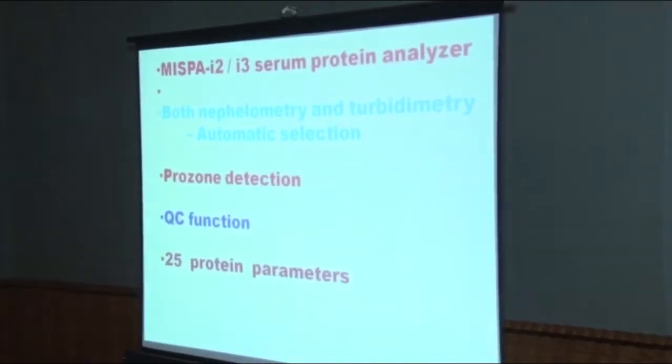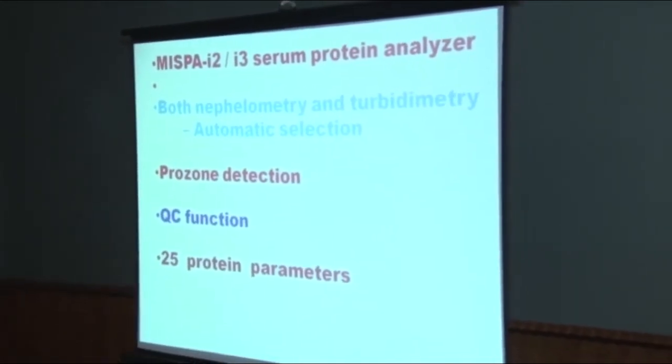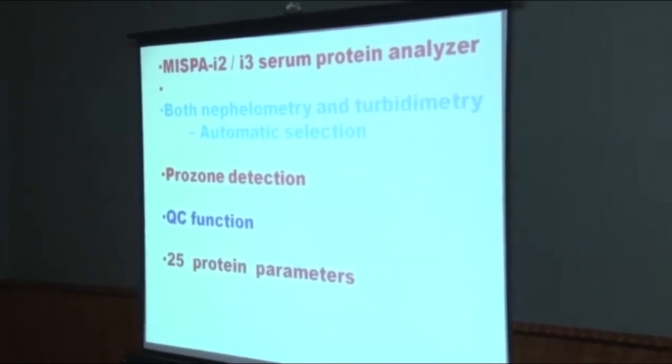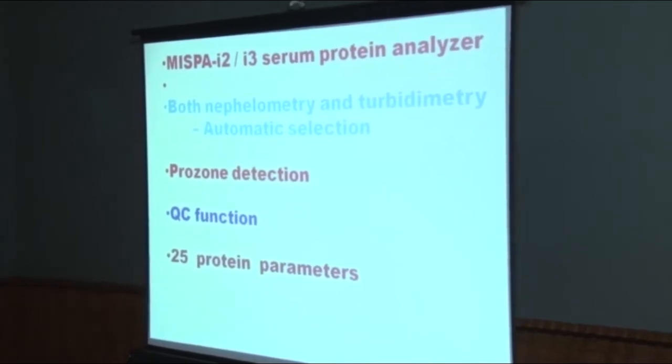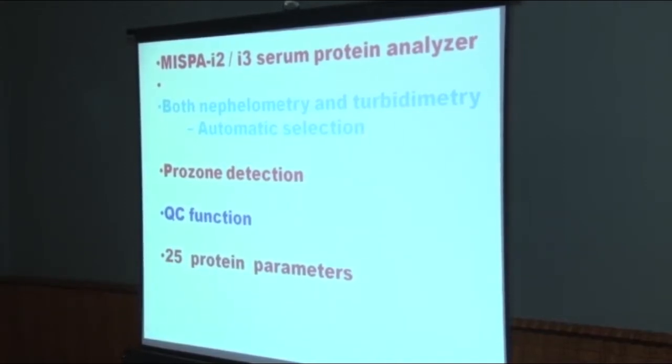And see, the great advantage in this is that both nephelometry and turbidimetry are there, but the machine itself will select which is the best one. That is, if you want ceruloplasmin, automatically it will go for nephelometry. But if you want, let us say, some other plasma protein having 300 milligram, 400 milligram, something like that, then it will automatically select turbidimetry.